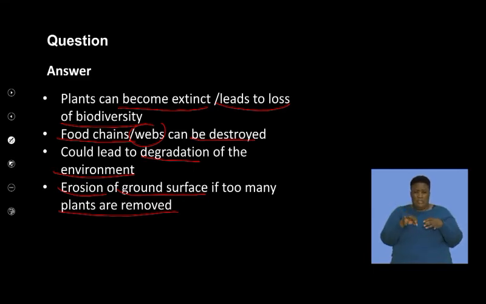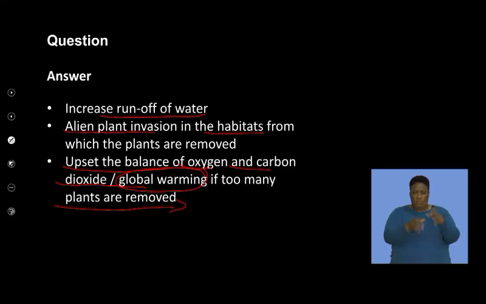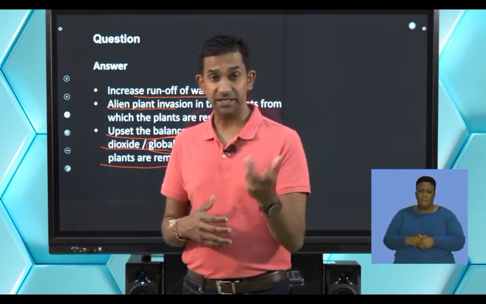end up with a significant amount of plant topsoil being removed, and so that would mean there's increased runoff of water. It also could mean that other alien invasive plants can now inhabit these areas, which were previously inhabited by the fynbos. So we would unintentionally upset the balance, not only of the ecosystem, but as well as the oxygen and carbon dioxide. And this could, if we go further, lead to some sort of global warming if too many plants are removed. And we see that the impact of a single species has a significant impact on the environment, on the biome, and in the greater scheme, the entire globe.